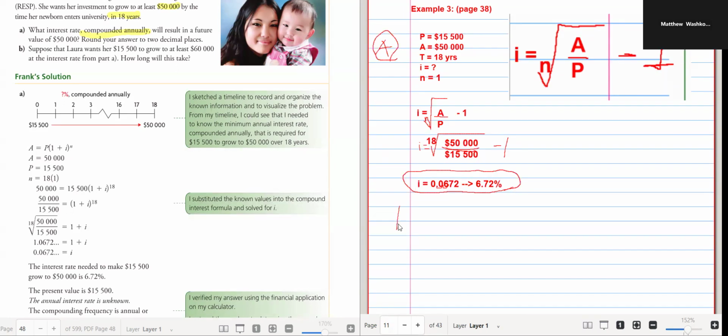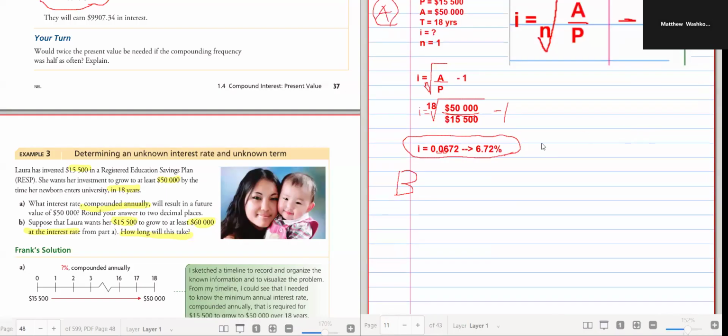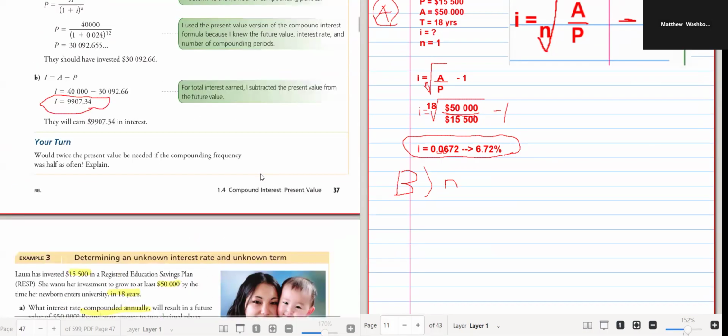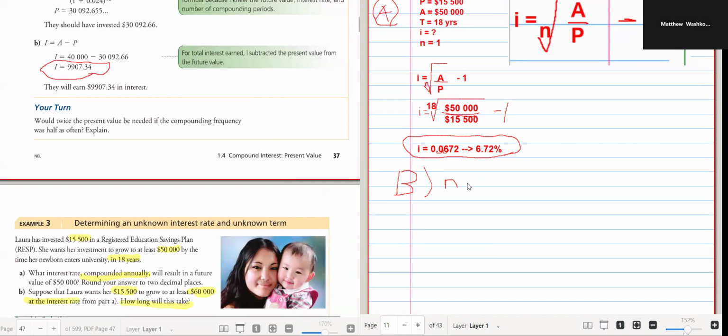What about question B? Suppose that Laura wants her $15,500 to grow to at least $60,000 with this same interest rate. How long will this take? So what am I trying to find here now? What we're trying to find is n, actually, right? We're trying to find the number of compounding periods. We know it's done once a year, so we're trying to figure out how many years.